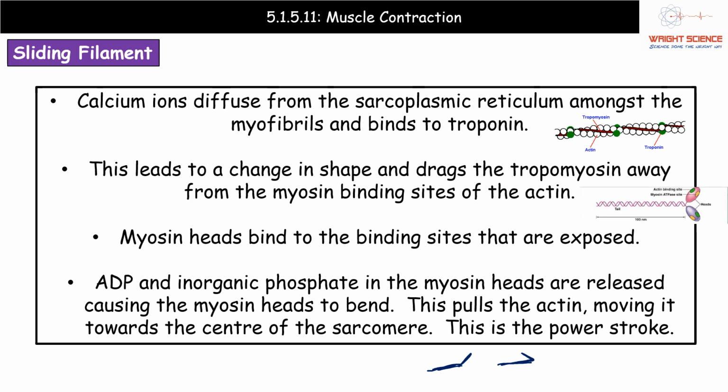So just by changing the shape of that myosin head, it's dragging that actin filament closer to the centre of the sarcomere.